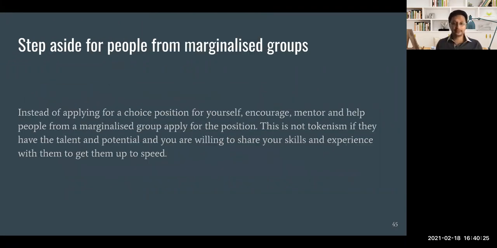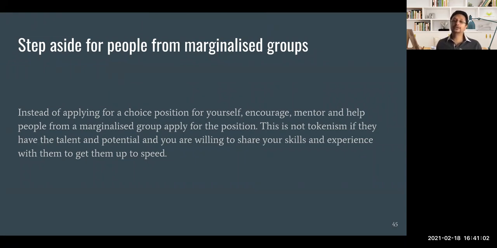So, for example, this seems a little bit out of date at the moment, but there's a situation where instead of applying for a position yourself, you can encourage, mentor, and help people from a marginalized group apply for that position, based on the weighting of how they might fit in terms of the degree of difficulty. And for me, this isn't tokenism if they have the talent and potential and you're willing to share your skills and experience to get them up to speed. I'll give an example about that a little bit later.